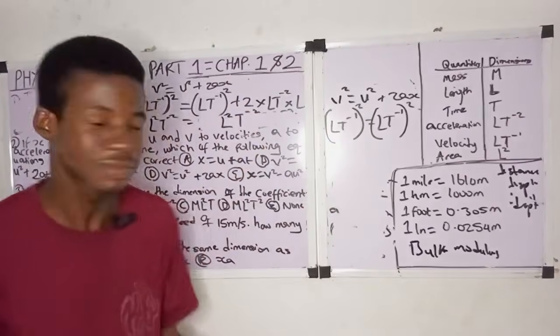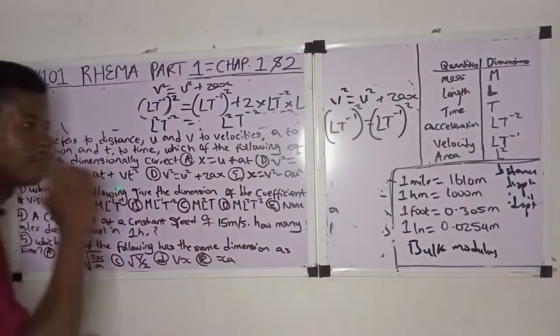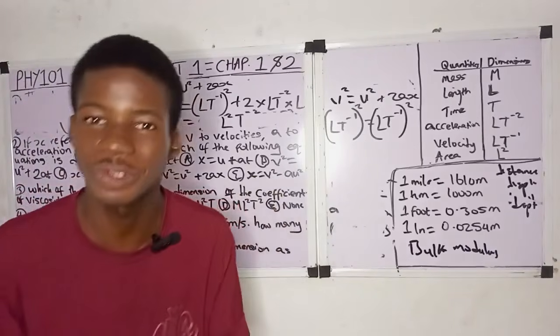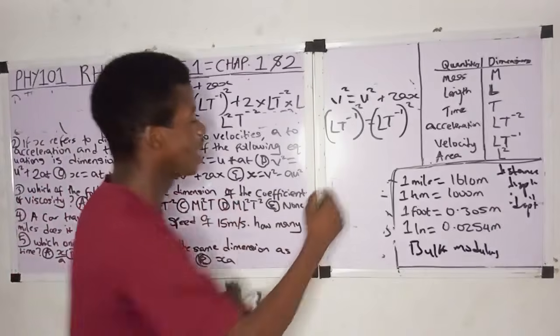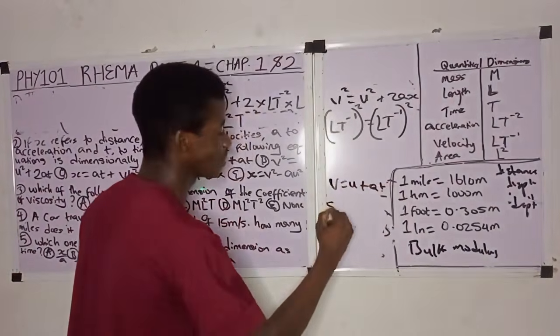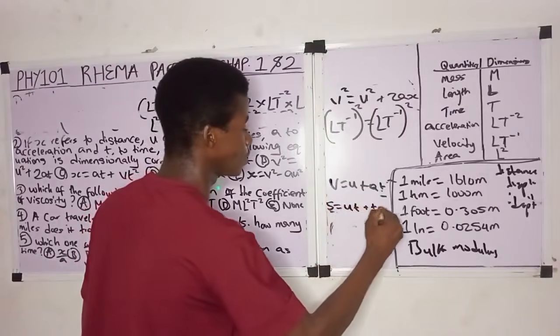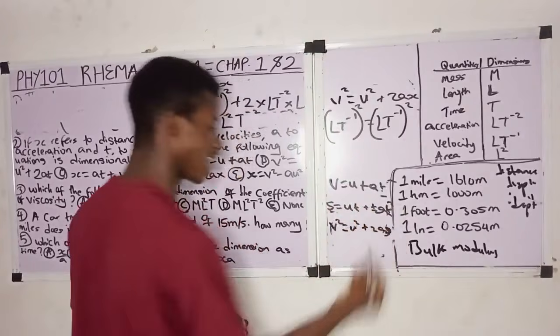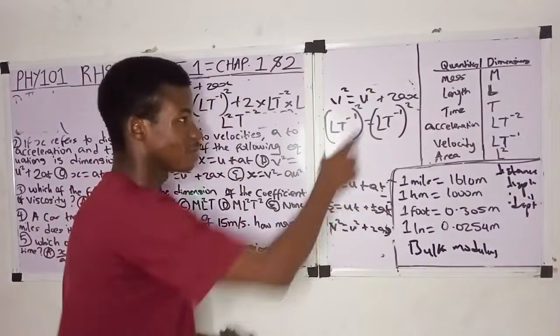Apart from that one, look at the options. You find out that these options are from equations of motion. Remember, we have three equations of motion. V equals U plus AT, right? S equals UT plus half AT square. Then V square equals U square plus 2AS. Yes, this is the third equation of motion, right?